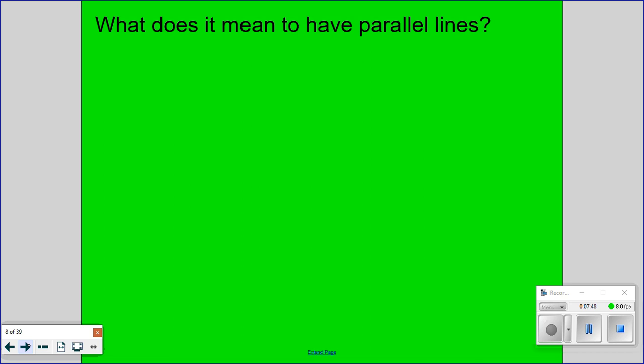All right. Turn to the next blank page. This is the new attribute that we're learning about. It says, what does it mean to have parallel sides? That's the new title on the next blank page.